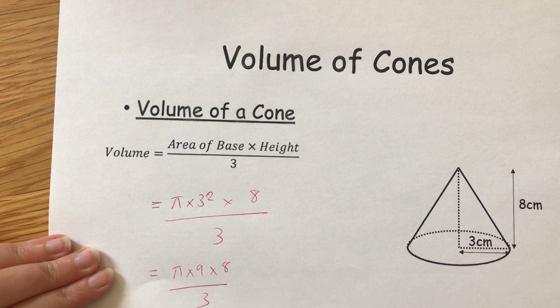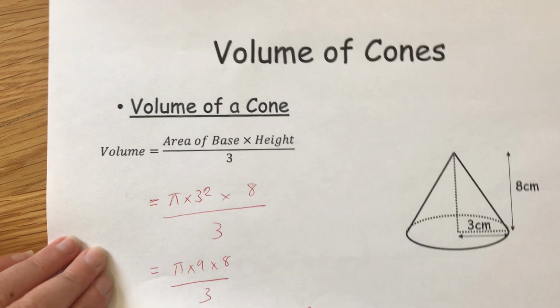75.4. So all we are doing is pi times 3 squared, so that's our area of our circle on the bottom, multiplying it by the height, how tall our shape is, which is that 8 centimetres, and then remembering that we are dividing our answer always by 3 at the end. As it is volume, we're writing our answer in centimetres cubed, because that is a volume measurement.